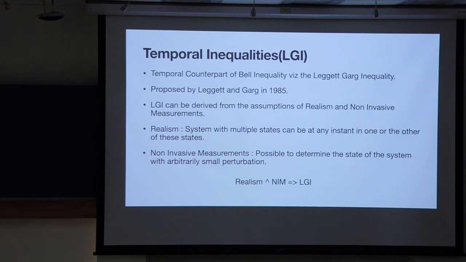Now the Bell inequalities are based on spatial correlations. One can also think of deriving inequalities based on temporal correlations. So let's say you have a system and you measure it at different instances of time, so the probabilities that you get from these systems might also violate some inequalities. These types of inequalities were first proposed by Leggett and Garg, and hence they're known as Leggett-Garg inequalities. And they're derived from some similar conditions of realism and non-invasive measurements.